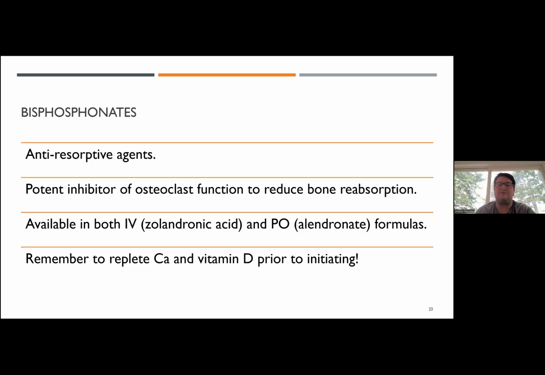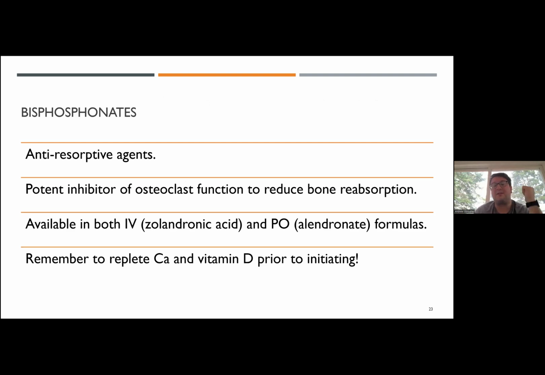So let's get into first line treatment. Bisphosphonates. They're anti-resorptive agents, meaning that they inhibit the osteoclast function for bone resorption. Remembering step one, osteoblasts lay down the bone, osteoclasts eat the bone. So this is going to affect those osteoclasts.